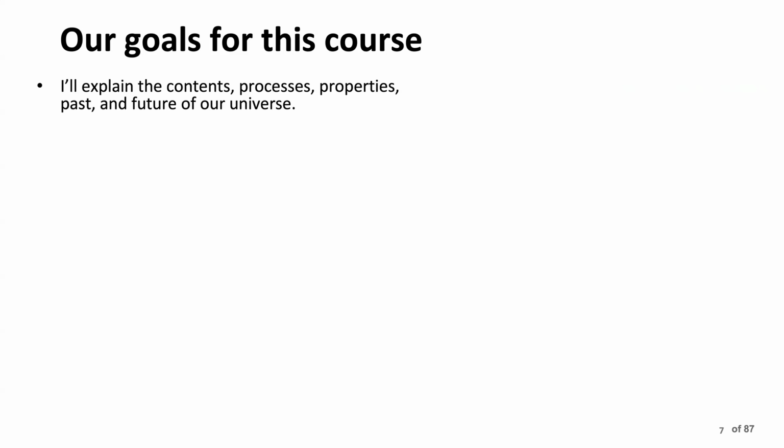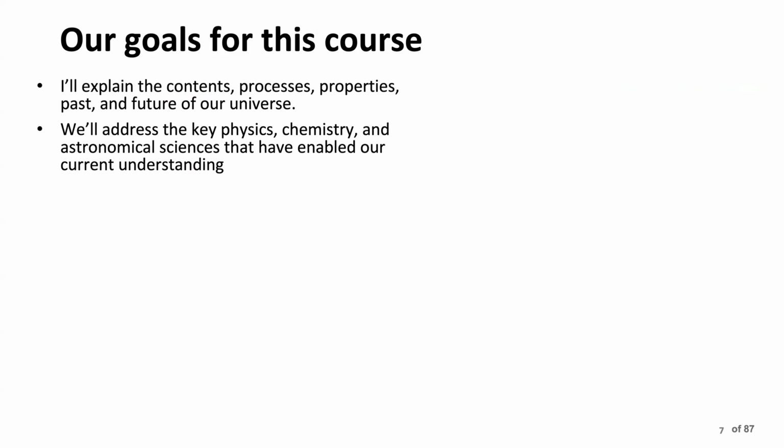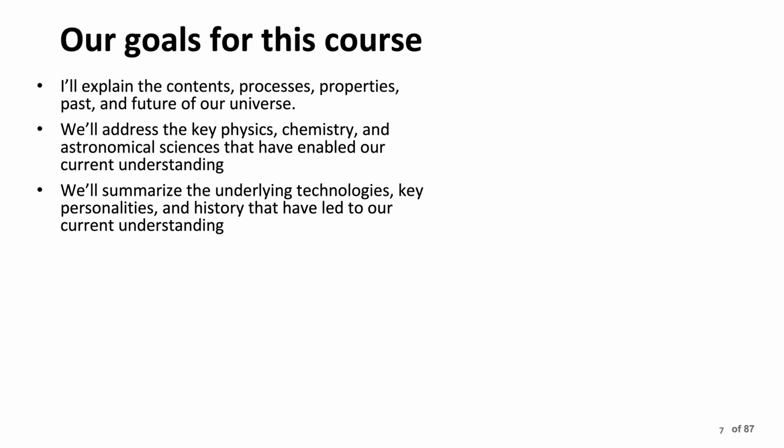So the goal is that at the end of the class, you should understand the content of our universe, the processes that dictate how the universe evolves, the properties of these components, the past properties of the earlier universe, and the likely future of the universe. I'm going to introduce you to the science that underpins our knowledge, which includes primarily physics, chemistry, and a variety of astronomical sciences, and we'll talk about those some today.